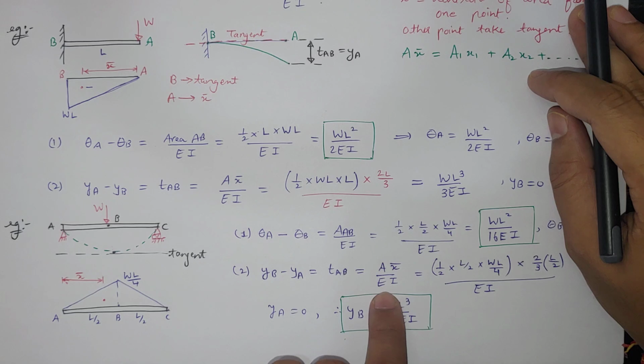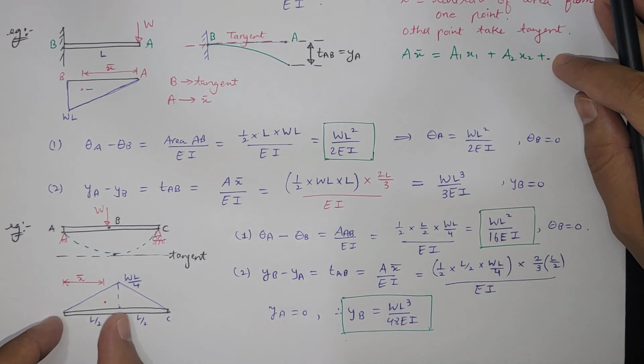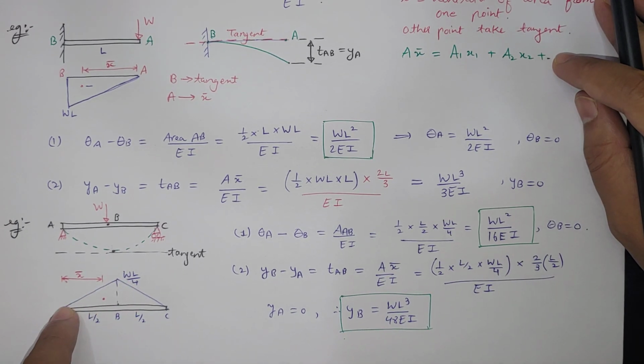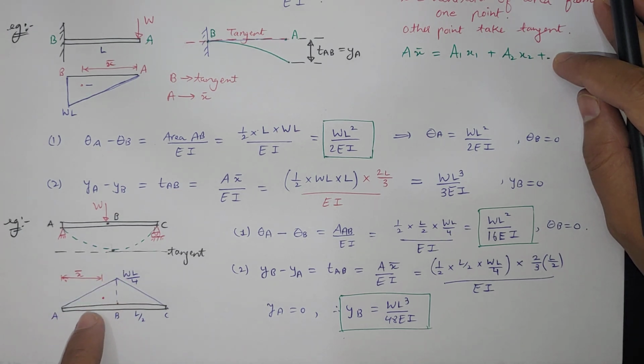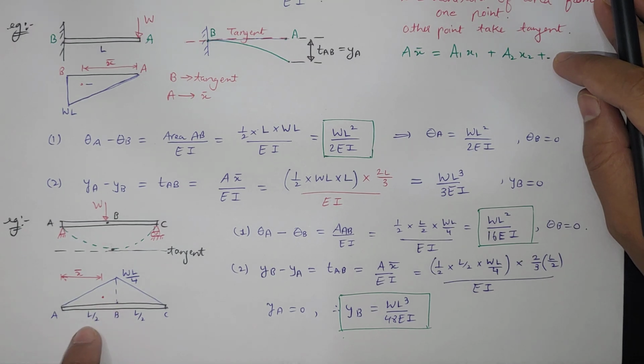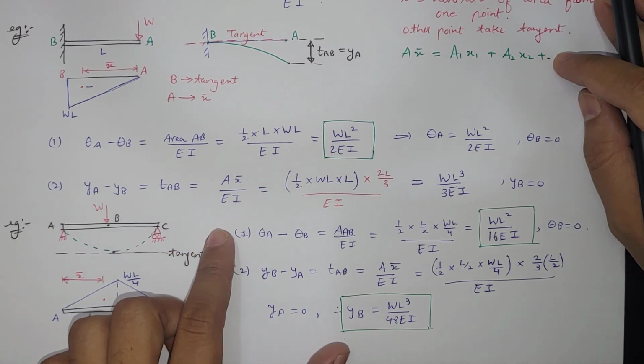Now to calculate AX bar by EI, so A we know half into base into height between this A to B. Now to calculate this distance, we know we have taken tangent from B point, we have to calculate x bar from A point. So x bar from A point till the centroid of this triangle, which is A to B. So centroid of the area between A to B, so that is this AB distance into 2 by 3. So 2 by 3 into AB distance, which is L by 2, divided by EI. So YB will be WL cube by 48 EI. So this is how we have to calculate.